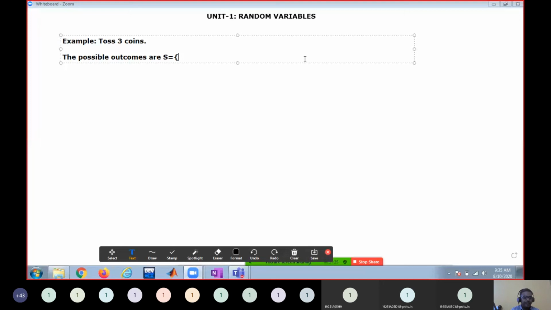Head, head, head. Tail, tail, tail. Head, head, tail. Head, tail, head. Head, tail, tail. Tail, head, head. Tail, head, tail. Tail, tail, head. Okay, so these are the 8 elements of the sample space, and I can ask several questions on this, right?